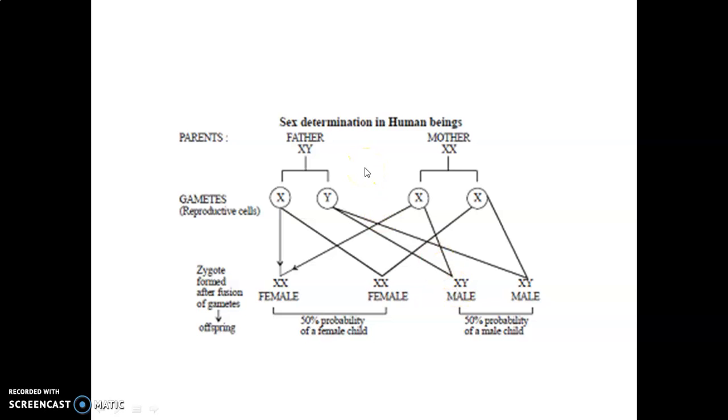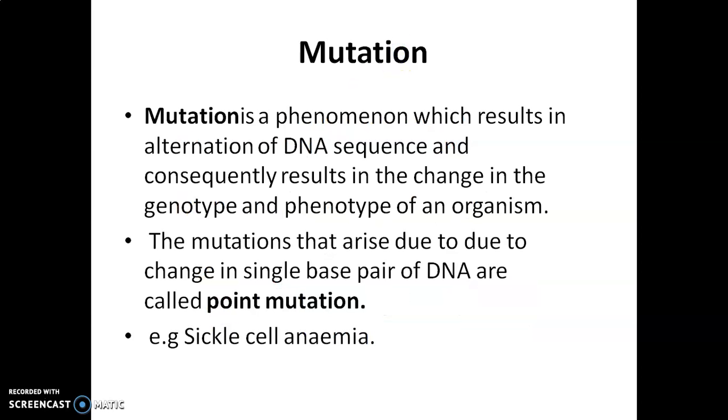We discussed sex determination in human beings, XY and XX type, and sex determination in Drosophila, XX and XY type. Both Drosophila and human beings exhibit male heterogamety, and in birds, ZW and ZZ, they exhibit female heterogamety. Clear? Now let's discuss the next topic, that is mutation.